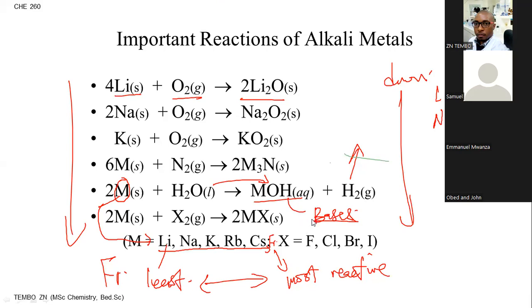Now, I was mentioning that the metals are going to form hydroxides, which are just bases. And also these metals can react with halogens. And we know that the halogens exist as diatomic molecules, which we can replace with X, for fluorine, chlorine, bromine, and iodine.